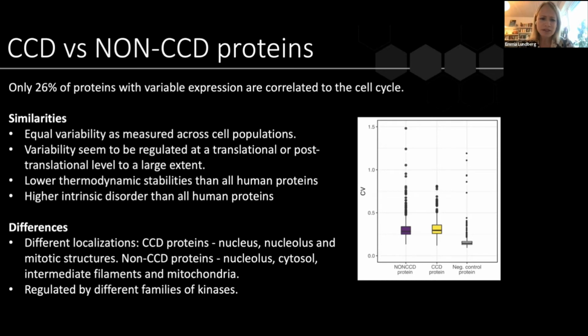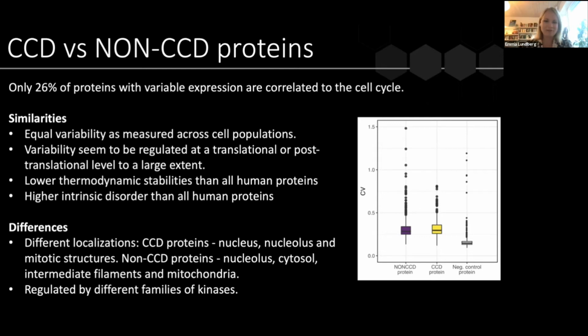There's also some differences between these different groups. One is that they localize to different compartments in the cell. The cell cycle dependent proteins seem to be mainly enriched in nucleus, nucleolus, and mitotic structures, whereas the non-cell cycle dependent proteins, they're also found in the nucleolus, but then the cytosol, intermediate filament, and mitochondria. So there's some clear differences there. And we could also show that they are regulated by different families of kinases upstream. So it seems to support at least that these non-CCD proteins are involved in different cellular processes.